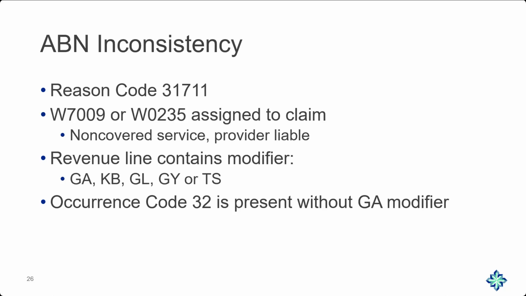So either there was a revenue line that contains a modifier saying that an ABN was given, but no occurrence code 32. And occurrence code 32 is the date that the ABN was administered. So either one is missing or the other, or they're not matching up.